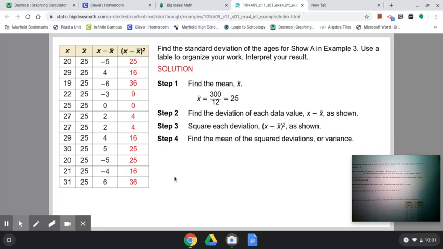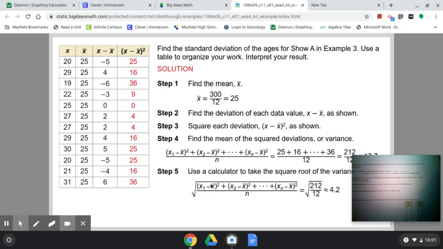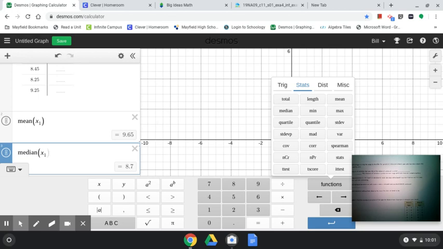Now you add all those up and divide by n. In other words, you find the mean of the squared deviations. Sounds difficult, but it's really not that difficult. Now, the nice thing is I will not make you guys do this in class. So what we're going to do is shoot over to Desmos, and I'm going to show you how to do this on Desmos.